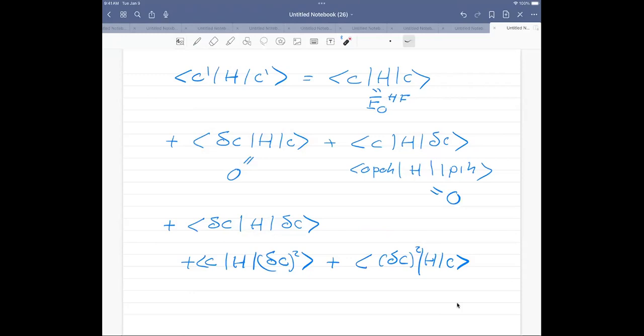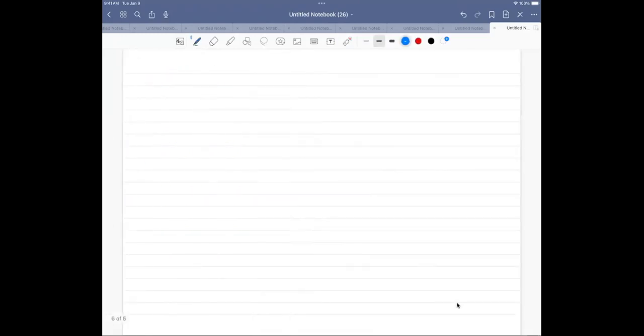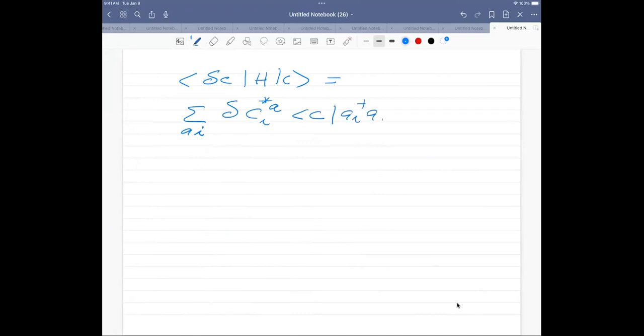So let's remind ourselves about some of these calculations here. If I take this term, delta C of H of C, this is the same as, when we write everything out, a sum over particle-hole states. Now we have this tiny change, so this is a complex conjugate. And then I have my state C, and then I have my a_A^† a_I, and H, and C.